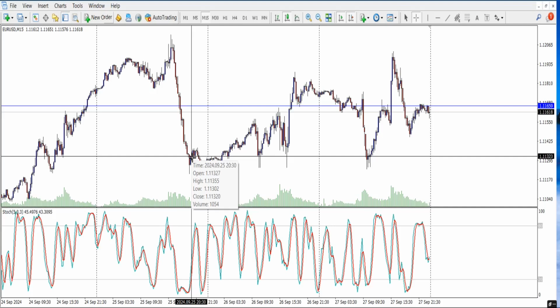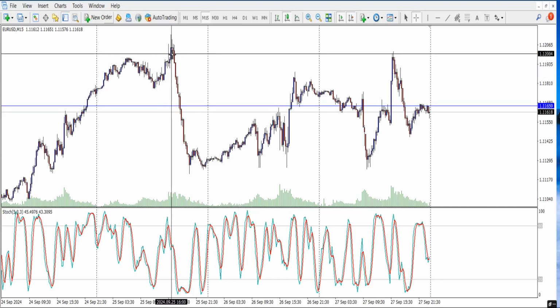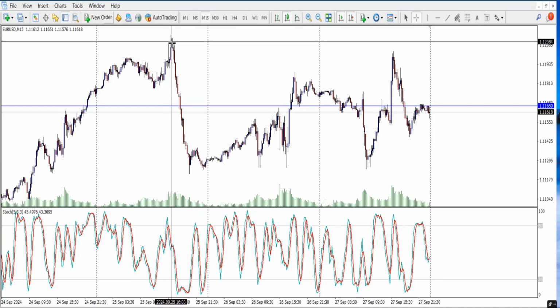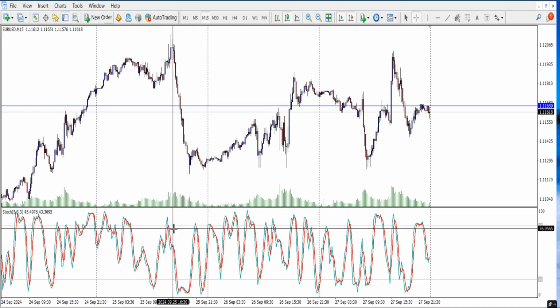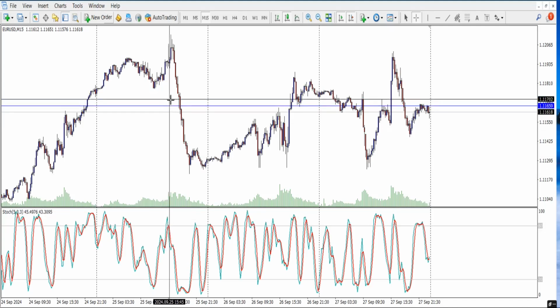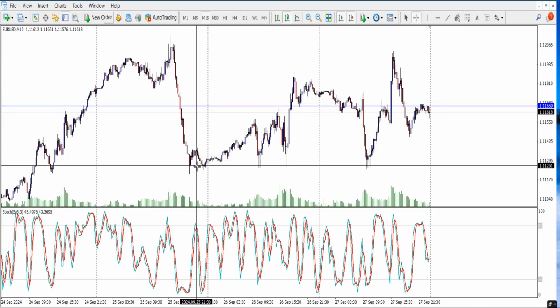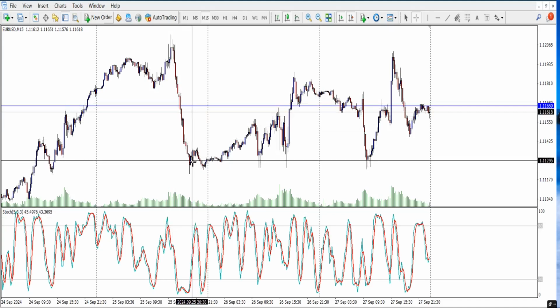That's about 20:30. So let's just say we entered around 16 o'clock after the crossover had happened, and we exited somewhere around 20:30. It means our trade would have been open for about 4 hours 30 minutes.